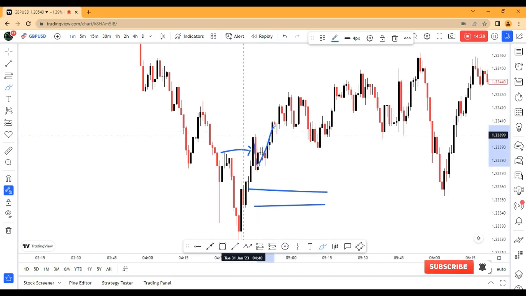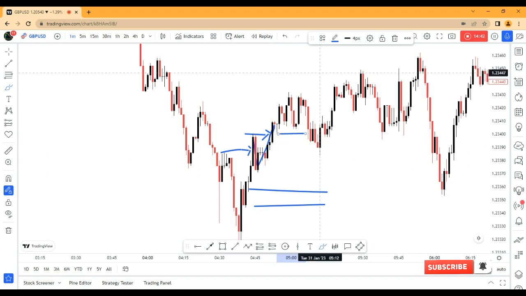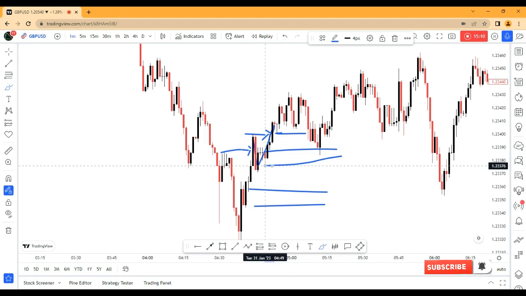Price breaks this structure. This is now an inner structure. So price breaks this inner structure, and our first pullback was this particular leg. We have our first pullback here, and this first pullback is your inducement leg. So you'll be waiting for price to take this inducement leg and tap into your demand zone. So now we'll mark this order block here, and this order block tends to be our point of interest, and that is a valid, high probability point of interest.